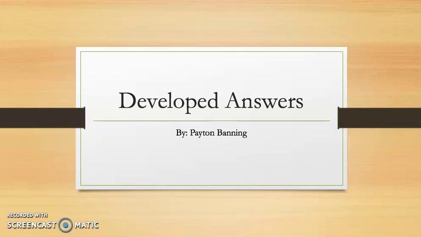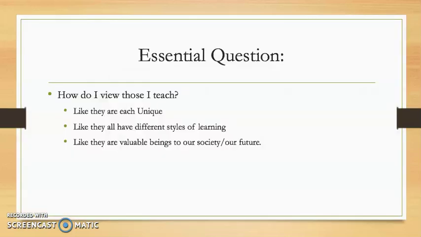Okay, so this is my developed answers for this week's essential question and my further questions that I chose. So the essential question that asked, how do I view those I teach? I pointed out that the way I view those that I will teach in the future is that they are each unique kids. They all have different styles of learning, and that they are valuable beings to our society and our future.